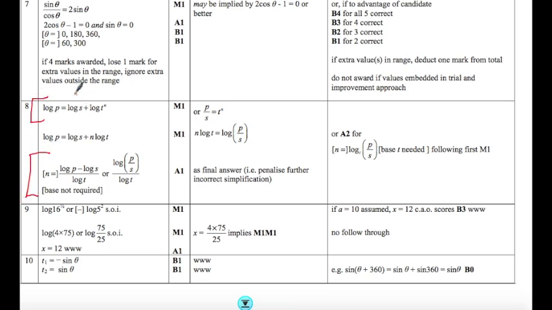So 1 for doing that first step of breaking it apart, 1 for that next step, and 1 for then the rearranging. And just be aware that if you do use that log p over s, you can't do anything when you divide by log t, so you can't make that log p over st or anything like that.